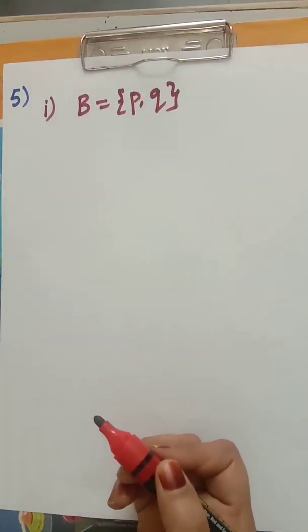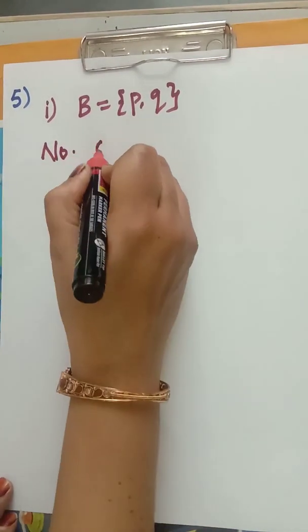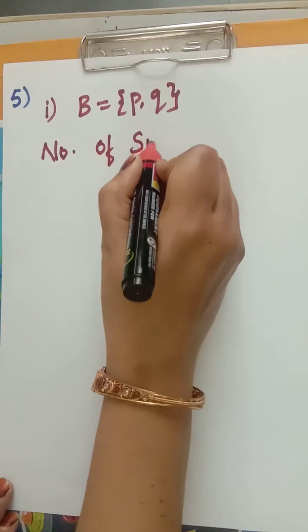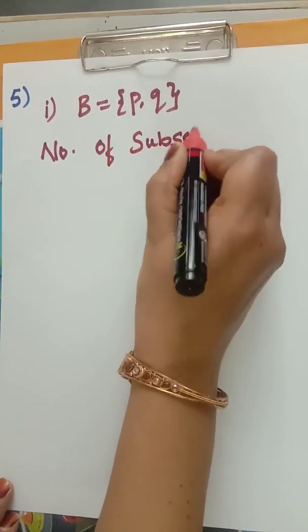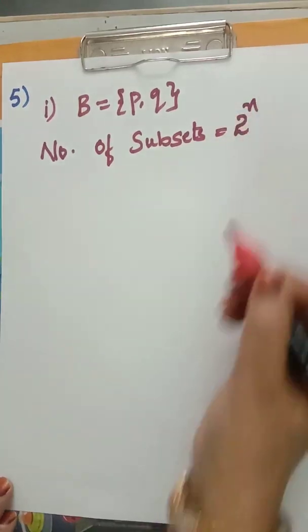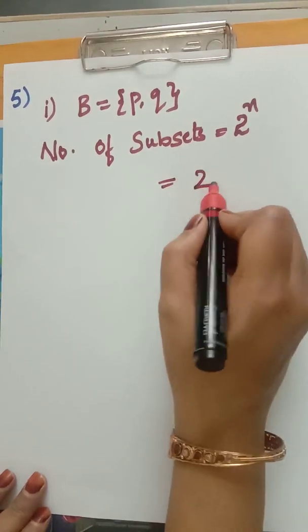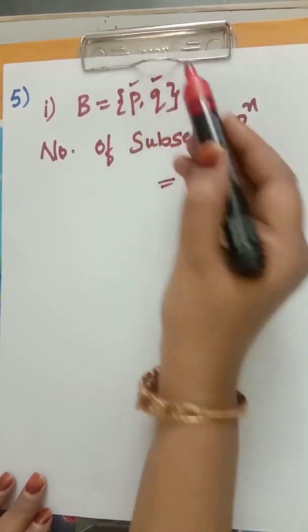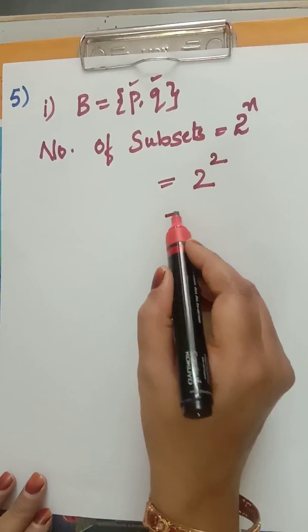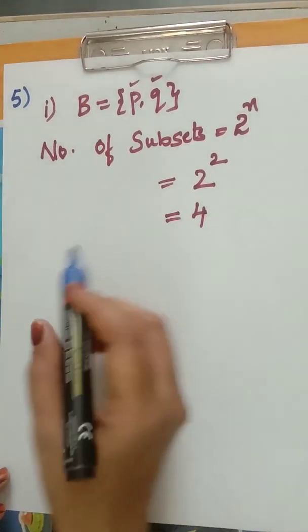The formula to find the number of subsets is 2 to the power of n. So, 2 to the power of how many elements are here? 2. So 2 to the power of 2, the answer is 4. So how many subsets should we have? 4. I am writing: list all the subsets. So 4 subsets are there.